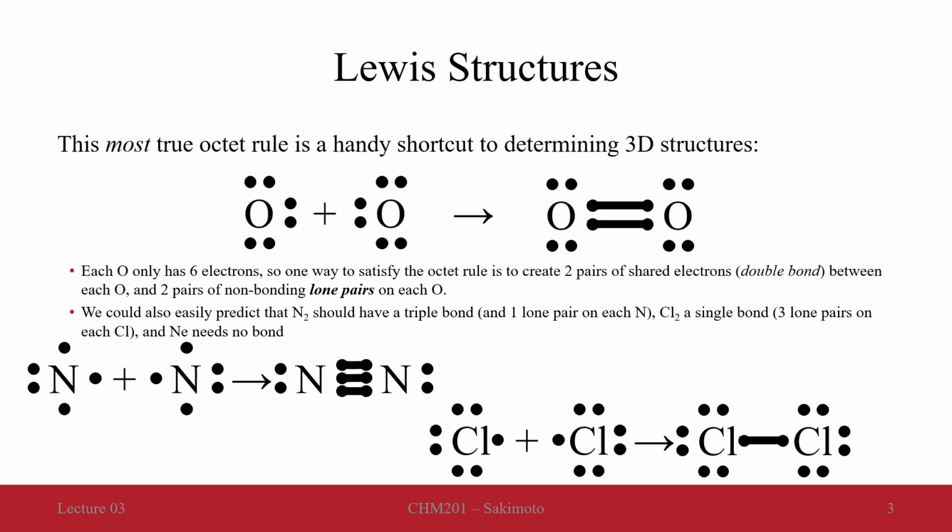We can see by this set of analogies that every atom under this octet rule, as we draw these Lewis structures, is going to want to have 4 pairs of electrons around it.